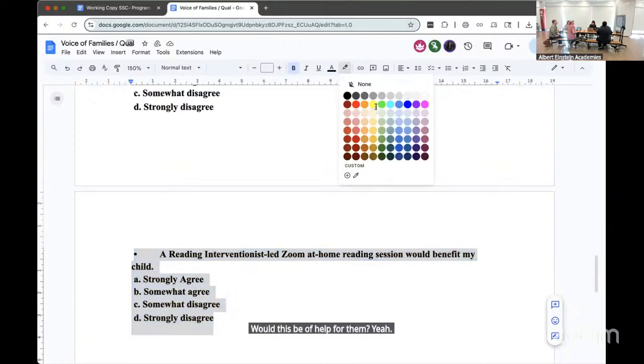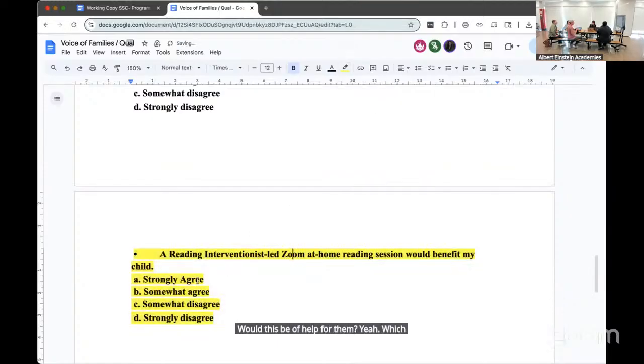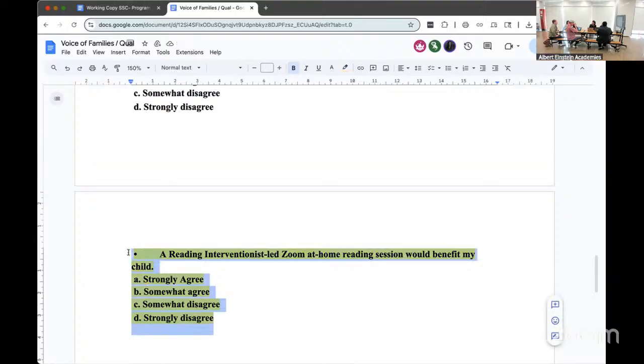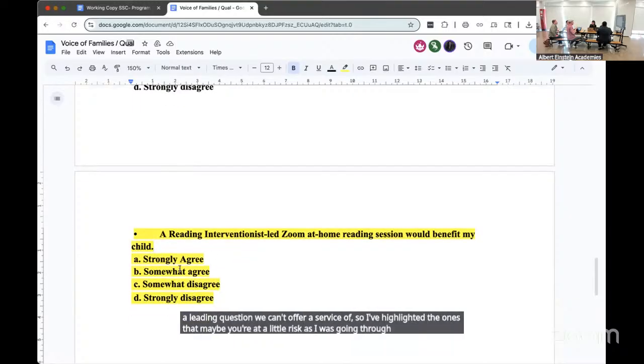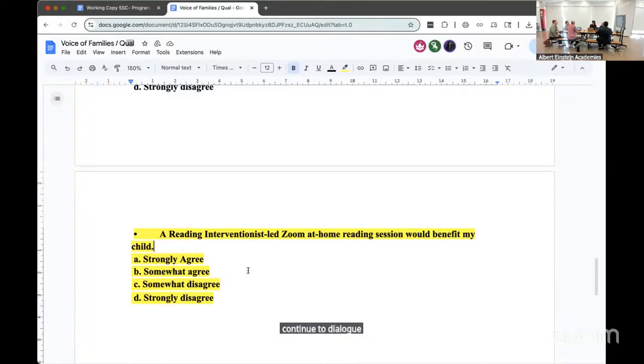Which may be a leading question, because we definitely can't offer that service. Yeah. I've highlighted the ones that are maybe at a little risk as I was going through it. This one, I love the idea, but instead of checking it as a pulse check with parents, we could continue to dialogue internally about whether it has any potential for the evening, right?